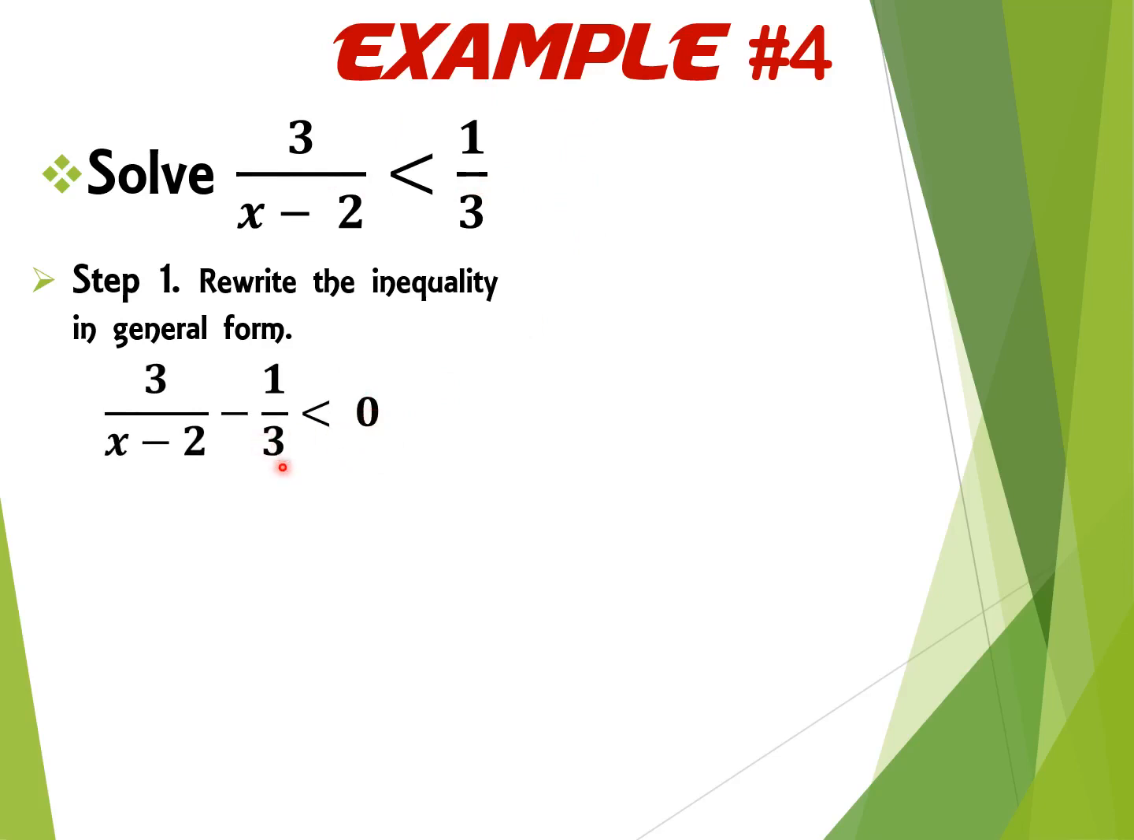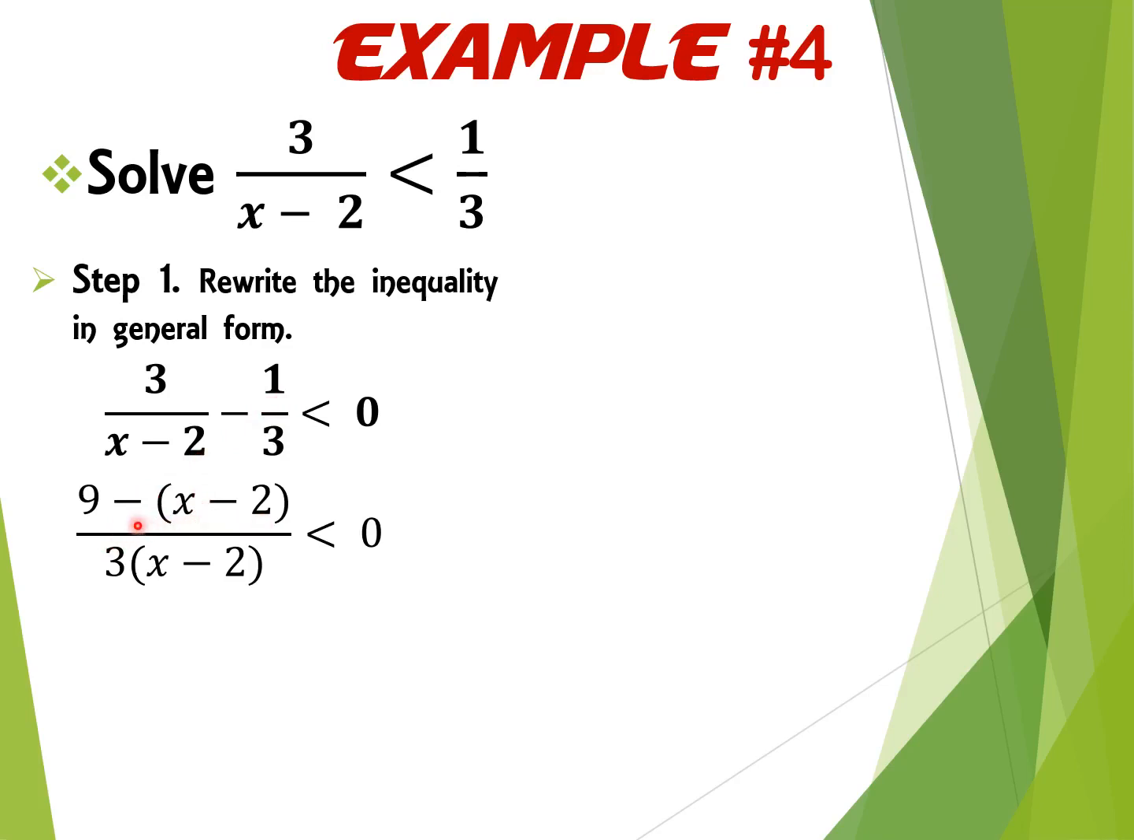And then since this one is not yet in single form, we have to find the LCD. So the LCD for this one is 3 and x minus 2. So 3 times x minus 2 divided by x minus 2, that will give you 3 times 3. So you will have 9. And then for this one, we're going to cancel 3. Remaining is x minus 2 times negative 1. So you will have the negative of quantity x minus 2.